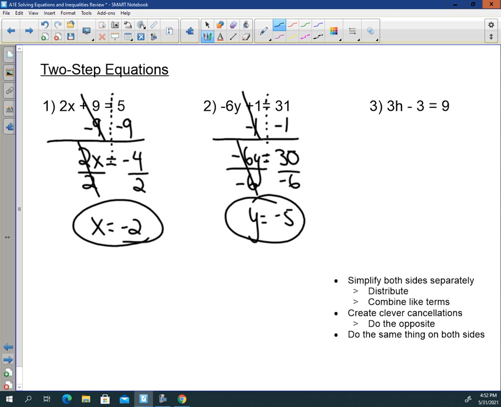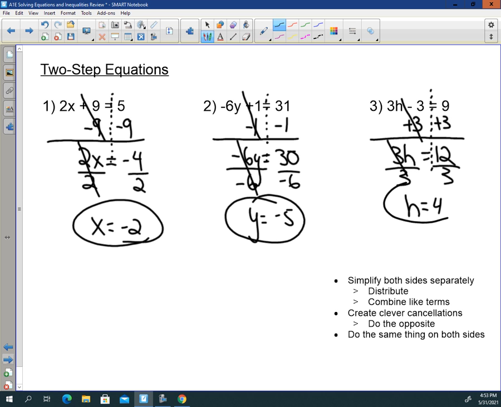And number 3. Again, completely simplified on both sides. Getting rid of that 3 is going to be a matter of adding 3. Make sure you do it to both sides. These cancel. 3h equals 9, 10, 11, 12. And then since you have 3 times h, divide by 3 to give us h equals 4. Two-step equations, y'all. You can do it.